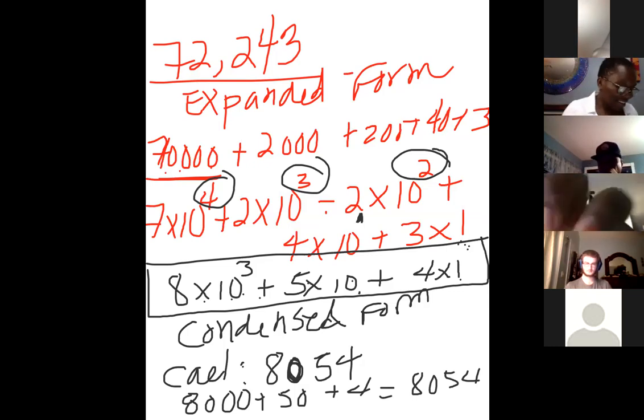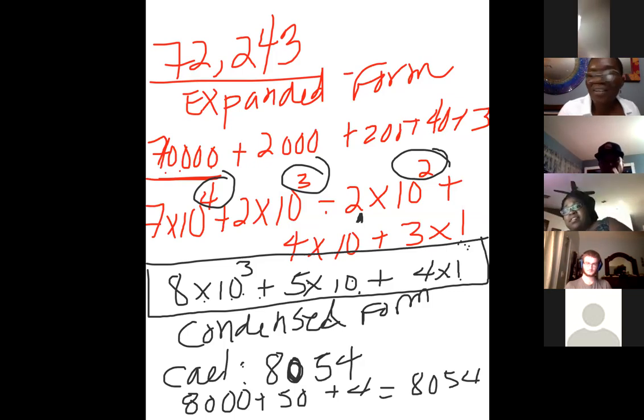Okay. All right. So that's the extent of lesson 4.1, guys. All we're doing is writing numbers in expanded form and, given the expanded form, writing the condensed form, or the Hindu-Arabic number for it. And that's it. All right. So now let's get to the good stuff.